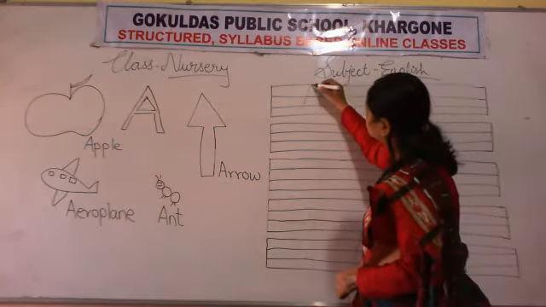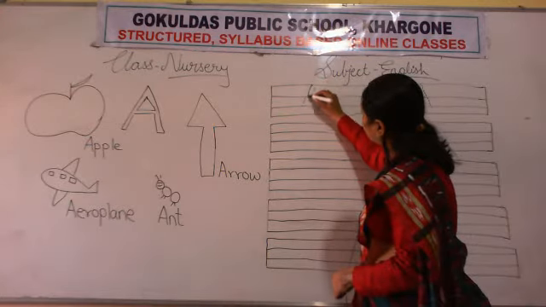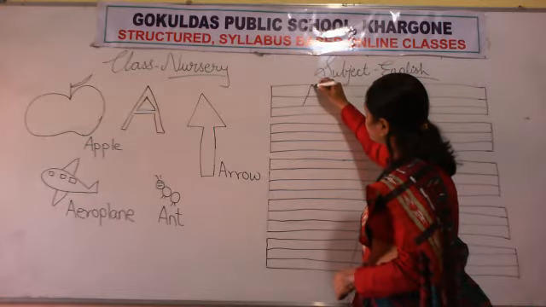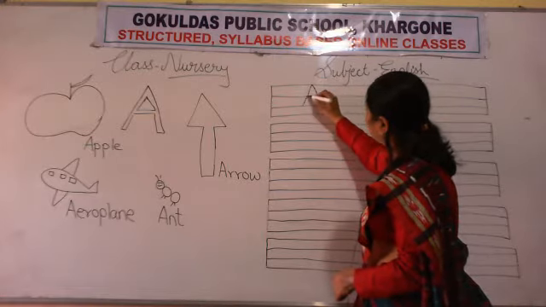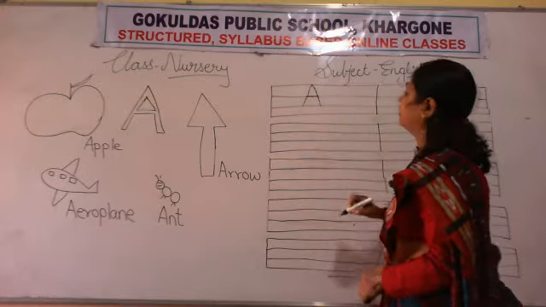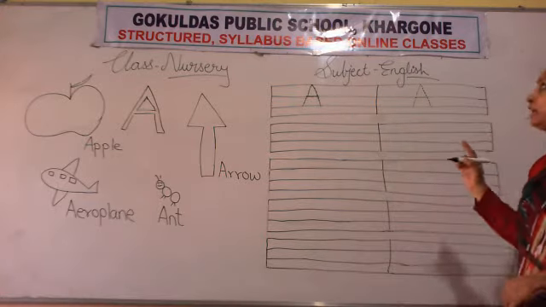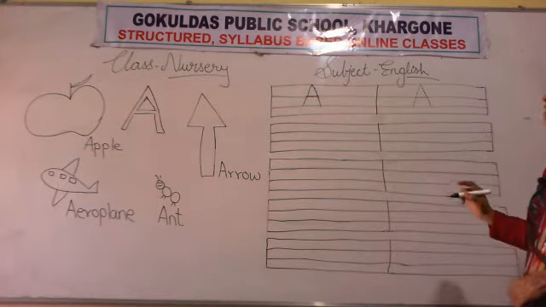Writing, slanting line, and then sleeping line. Okay, you have to write letter A like this.